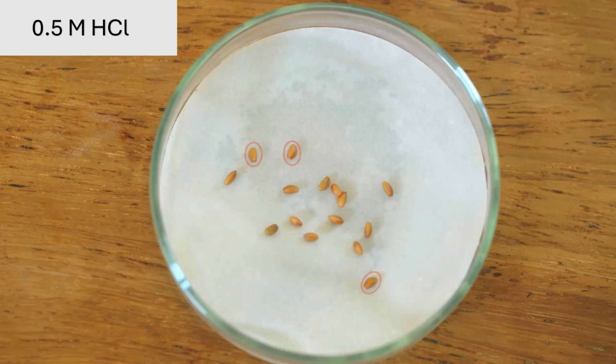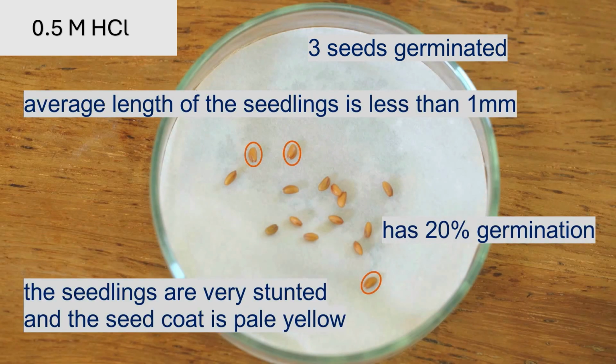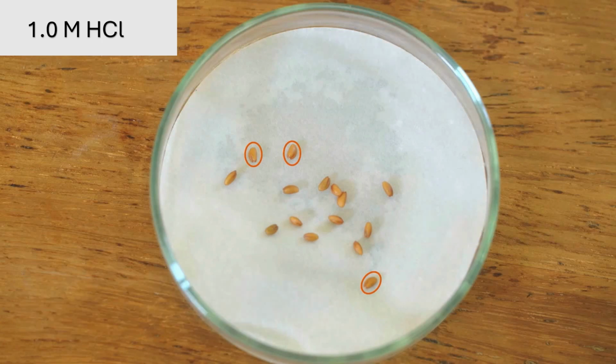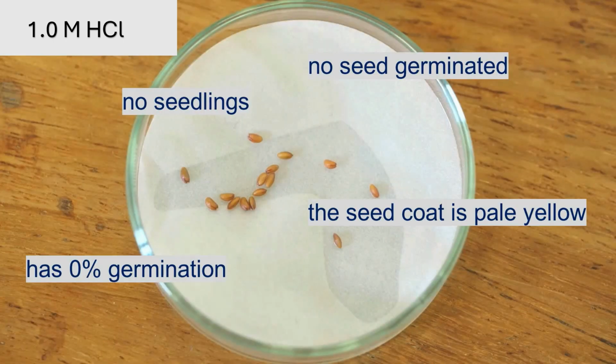Next is the 0.5 molar HCl. So we barely see which one is germinated. Only 3 seeds are germinated. The average length of the seedlings is less than 1 millimeter. The seedlings are very stunted. The seed coat is pale yellow. It has 20% germination.